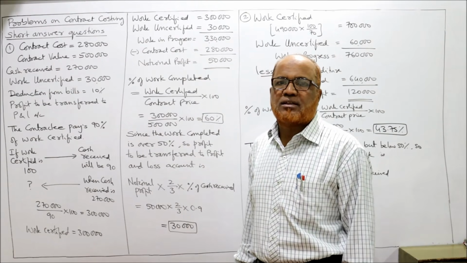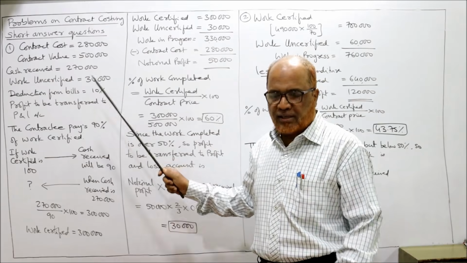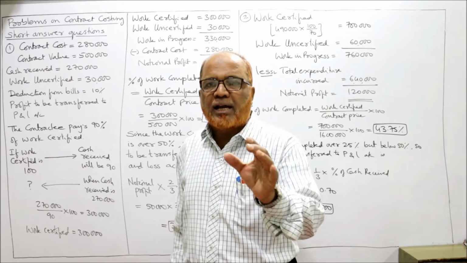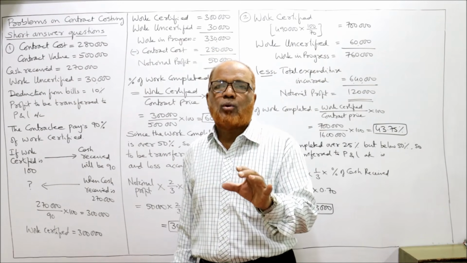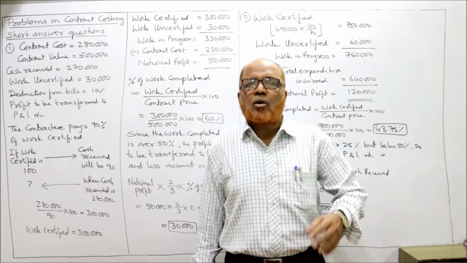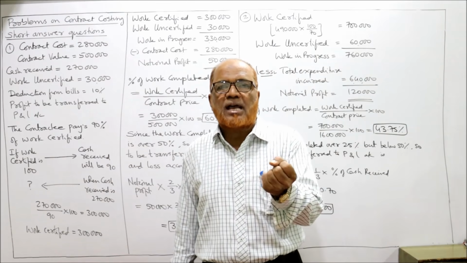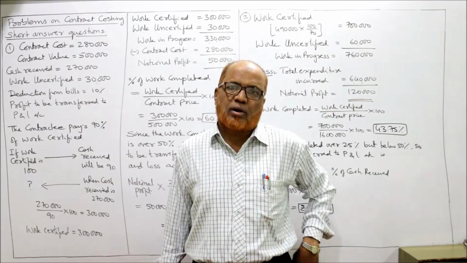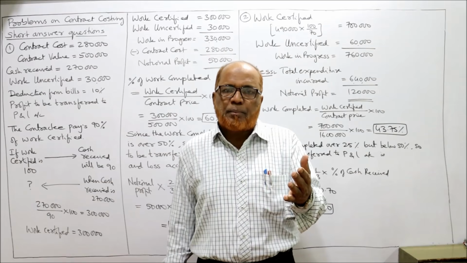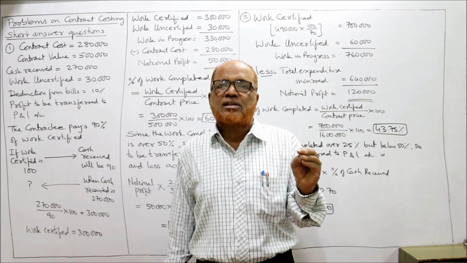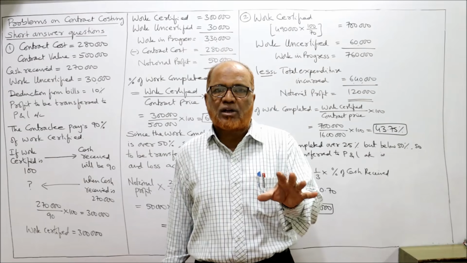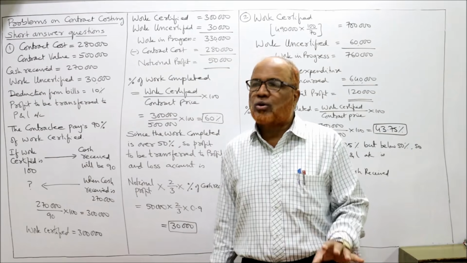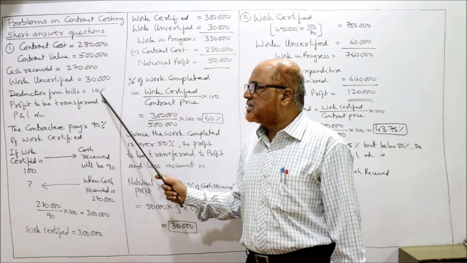Work uncertified is given as 30,000. Then deduction from bills by way of security is 10%. That means the contractee is withholding 10% as retention money, and this 10% will be paid on the completion of the contract. So whenever the contractee pays, he will pay 90% of work certified. 90% of work certified will be paid by the contractee. 10% is withheld, so the deduction from bill is 10%.